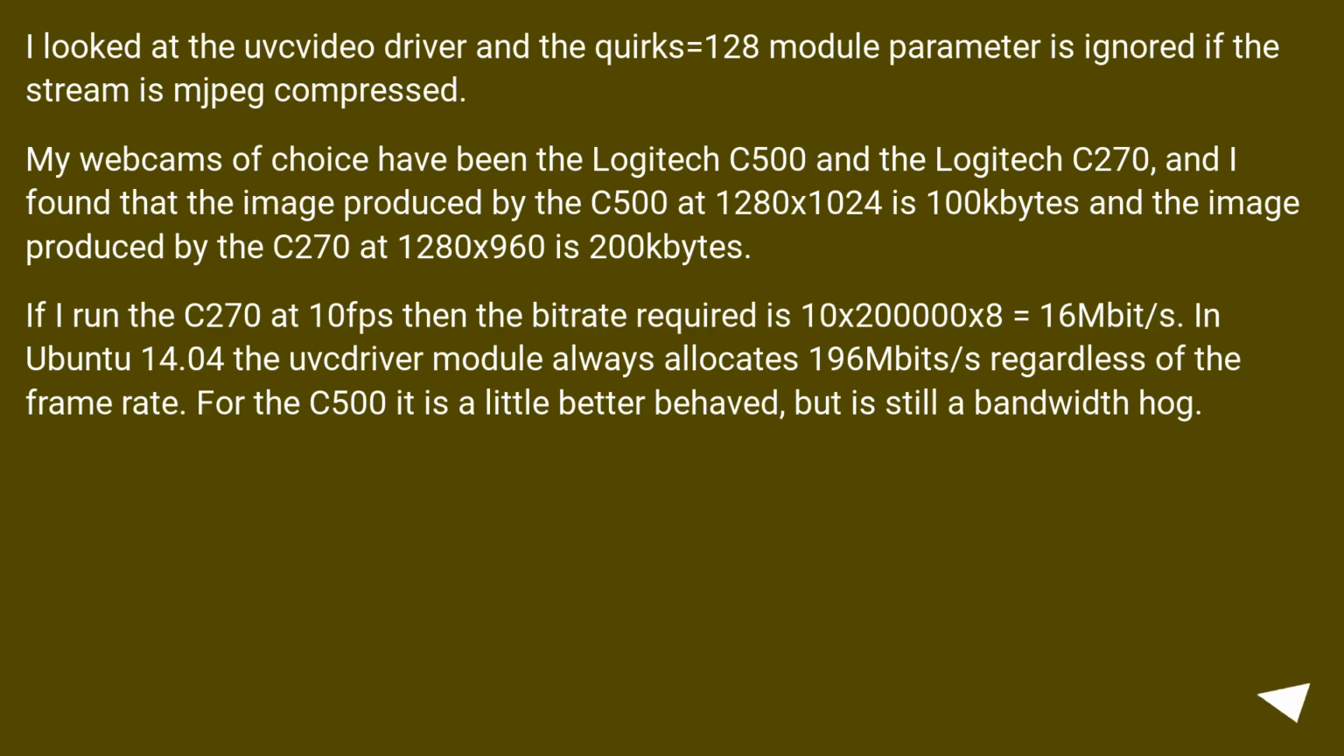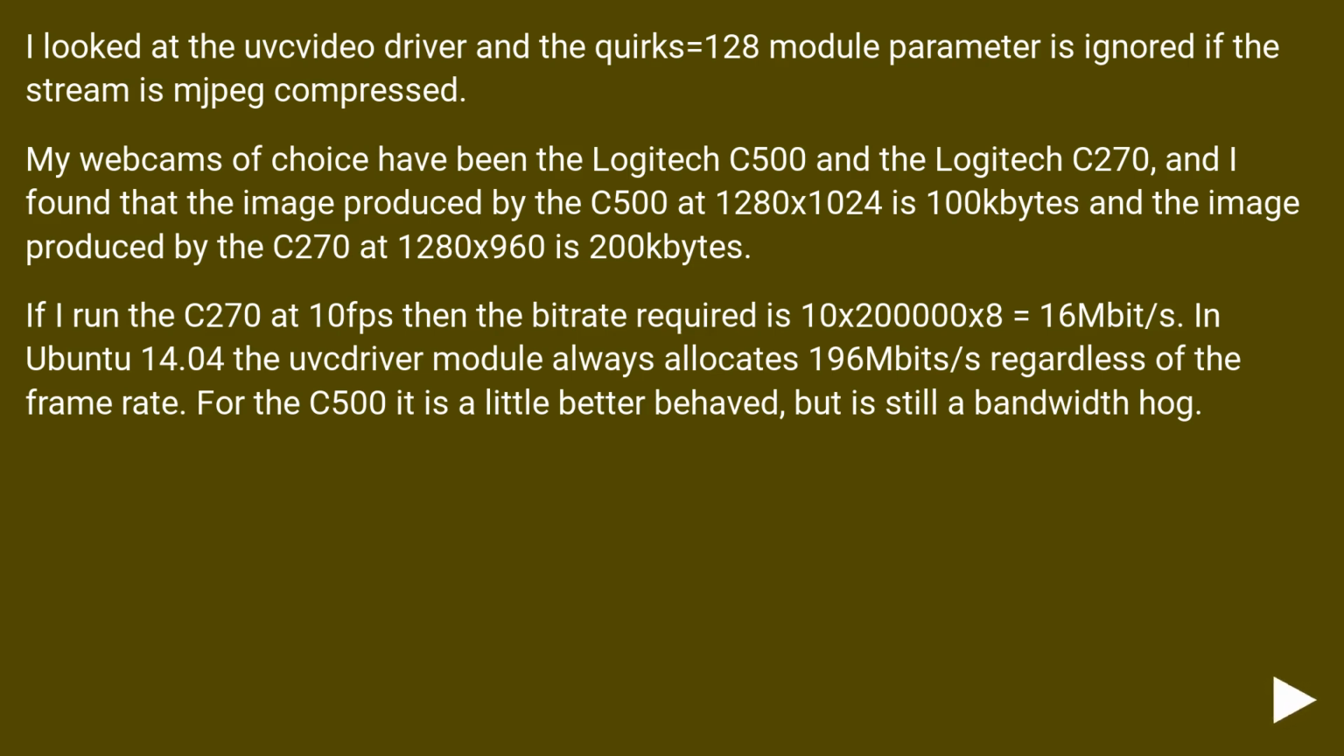I looked at the webcam driver and the quirks=128 module parameter is ignored if the stream is JPEG compressed. My webcams of choice have been the Logitech C500 and the Logitech C270, and I found that the image produced by the C500 at 1280 by 1024 is 100 kilobytes and the image produced by the C270 at 1280 by 960 is 200 kilobytes. If I run the C270 at 10 fps, then the bitrate required is 10 x 200,000 x 8 = 16 Mbit/s.